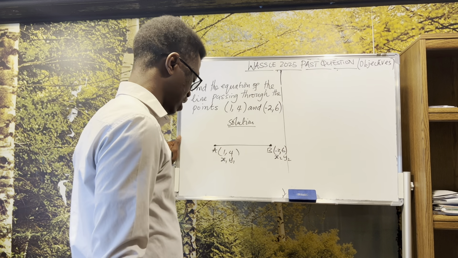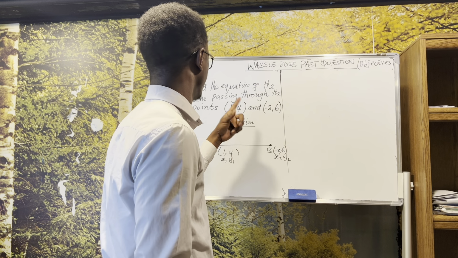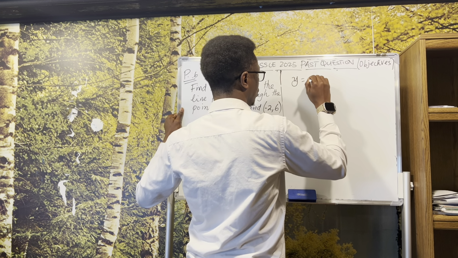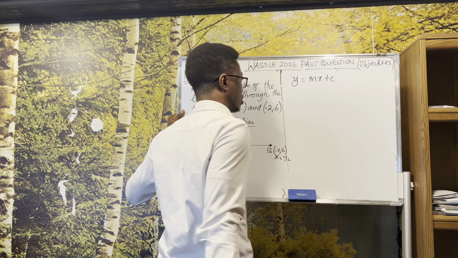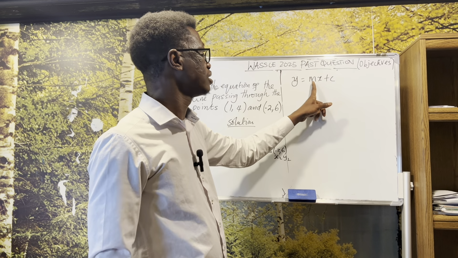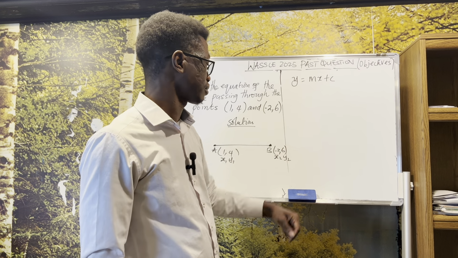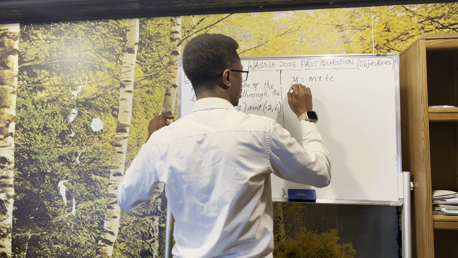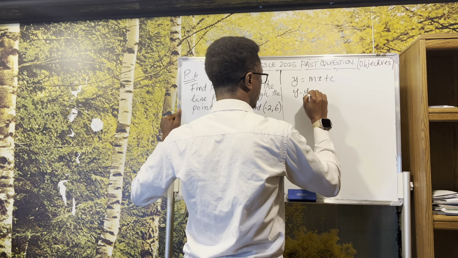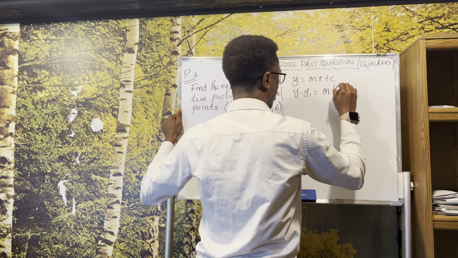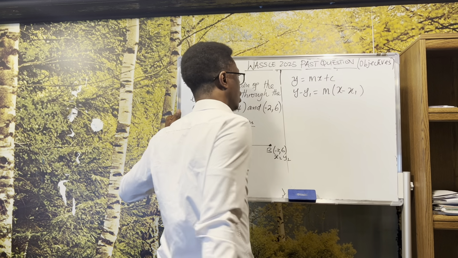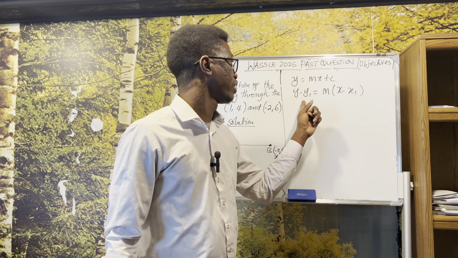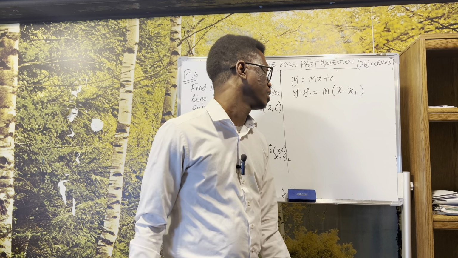We have a general equation to find the equation of a line, which is y equals mx plus c, where m is the gradient and c is the y-intercept. But we have another one which says y minus y1 equals m into x minus x1. That's the equation of a straight line, which is also the same. So if we have 2 points, we can apply the second one.